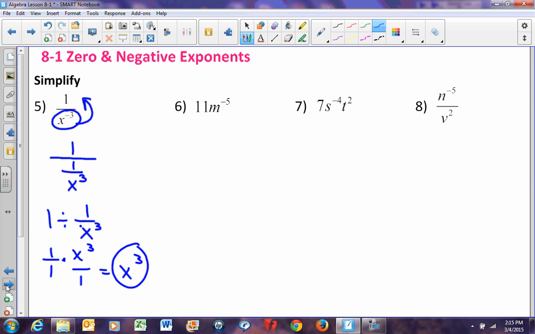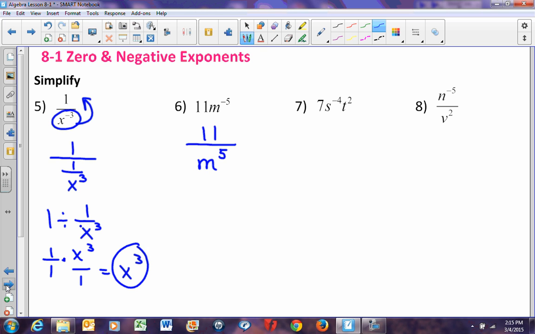So you soon learn that if you just move it across, it changes its sign. If something is negative and it's in the numerator, to change its sign, move it to the denominator. If something is negative and it's in the denominator, to change its sign, move it to the numerator. Number 6, the only thing that's negative is my m. So my 11 stays in my numerator, and my m to the 5th moves to the denominator. And I'm done at this point because I cannot reduce it any further than that.